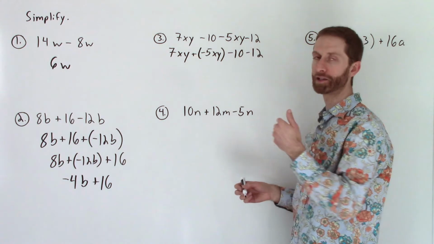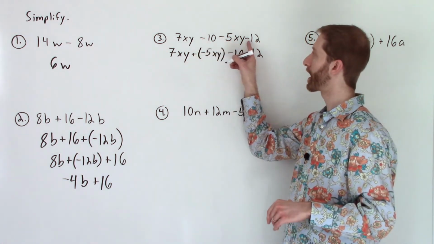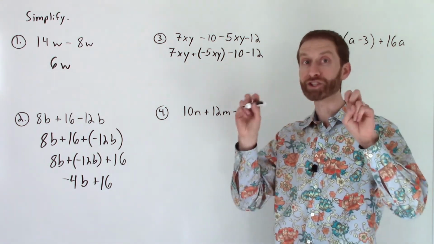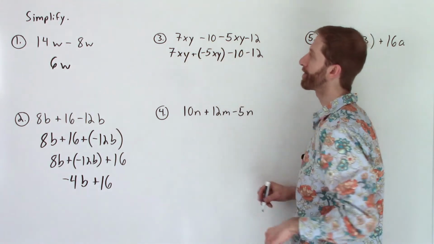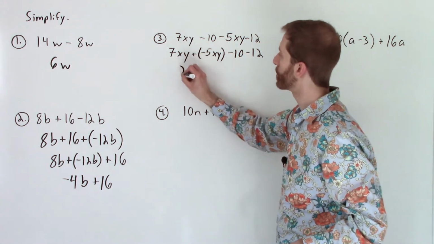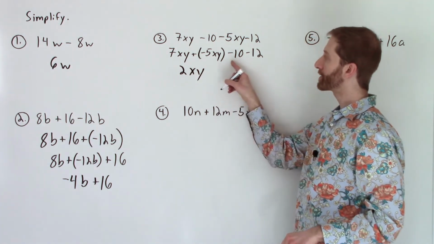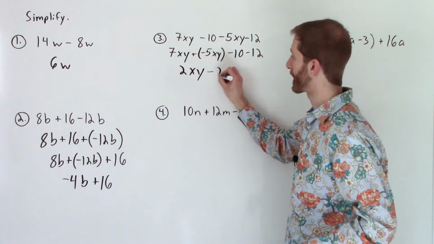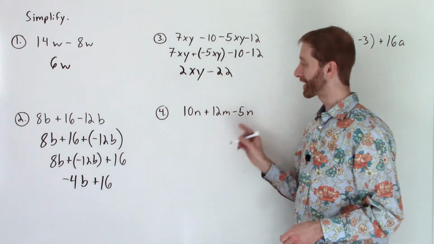Technically, we should be writing it as plus a negative 10 and plus a negative 12. Just make sure you keep the negative signs or the minus signs with the numbers that they were originally attached to. Okay, so 7xy plus a negative 5xy, combining like terms, is 2xy's. And then we've got minus 10 minus 12, or negative 10 plus a negative 12, which is negative 22. Sweet.